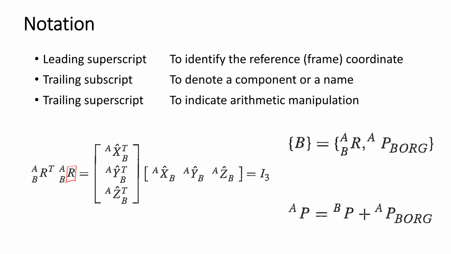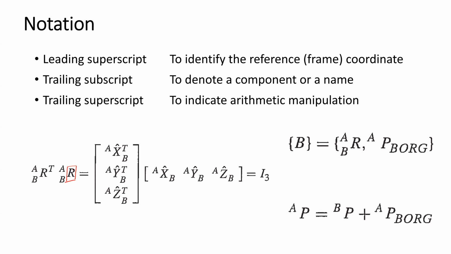So if we talk about this, a bold letter frequently means a matrix or a vector, but a letter without bold, the normal letter, is usually a scalar quantity. In this case, for example, R is a bold letter, so it means the rotation matrix.